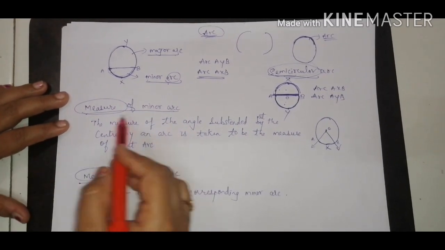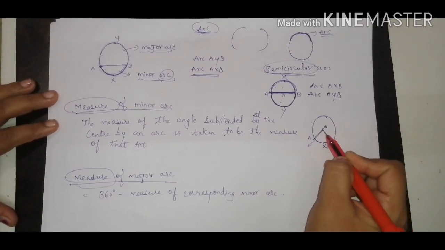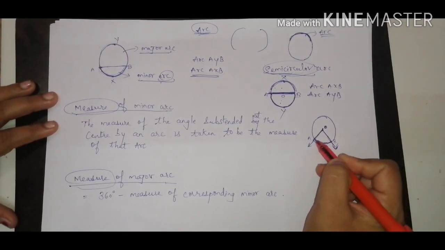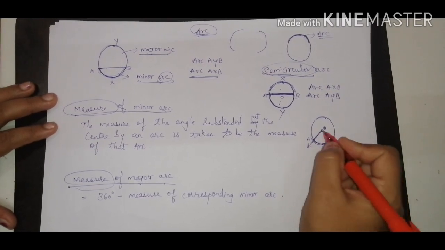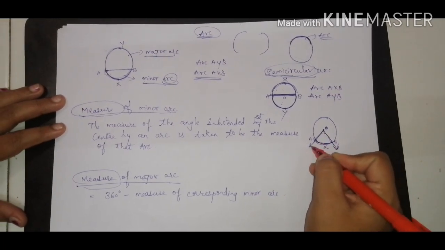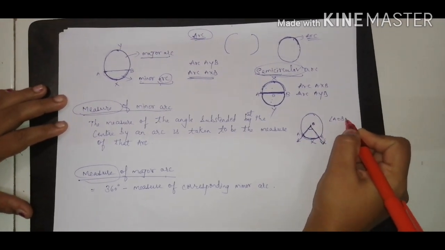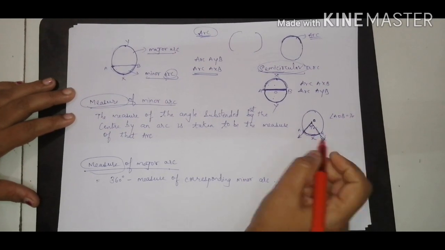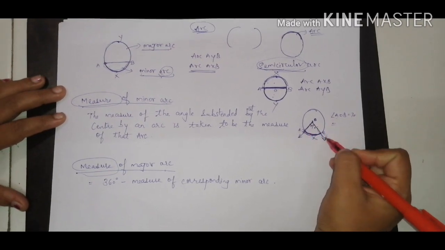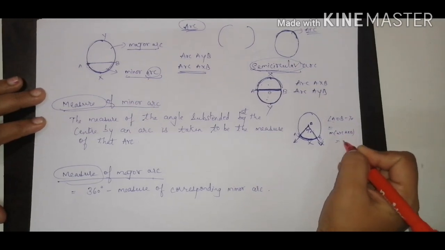Minor arc measure, how do we find it? Suppose this is a circle, this is the center O, and these are the two radii. If I extend them to here, this is the minor arc, its name is arc AXB. Due to this, the angle AOB is formed. Suppose the measure of angle AOB is 70 degrees. So what will be the measure of this arc? It will be the same. If angle AOB is 70 degrees, then arc AXB is also 70 degrees.